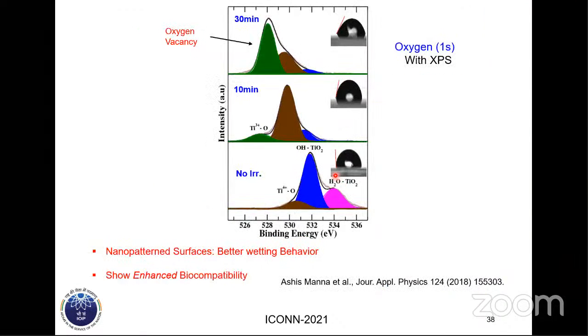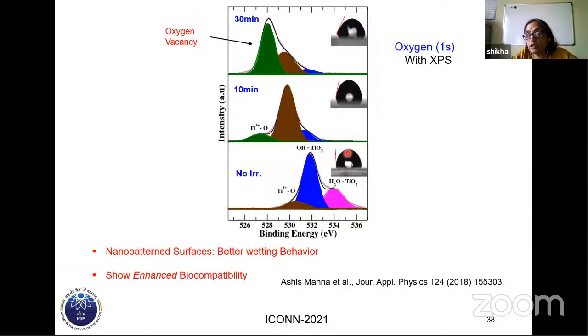This is done on the clean TiO2 sample. This is after irradiation for 10 minutes, and this is after irradiation for 30 minutes. And if you see, wetting is improving, right? This contact angle is decreasing, so the wetting properties are becoming better. And because wetting properties are becoming better, that is why the DNA diameter is also increasing. So the two things are related. So we are saying that DNA is becoming more biocompatible on ion irradiated surfaces.